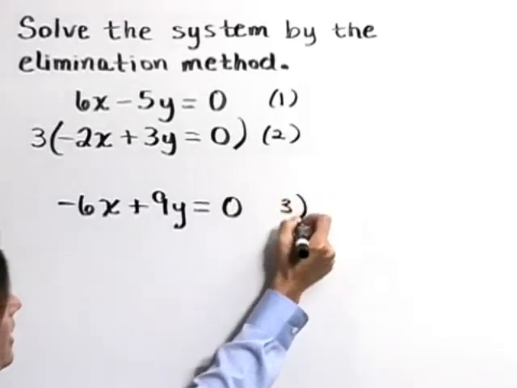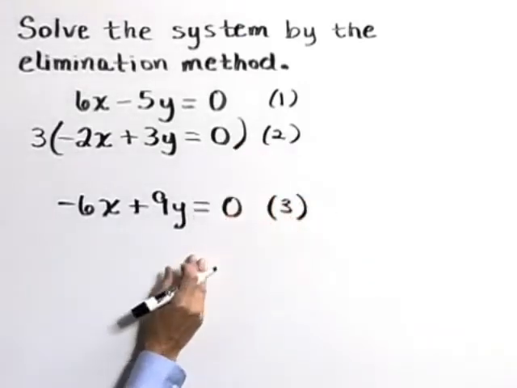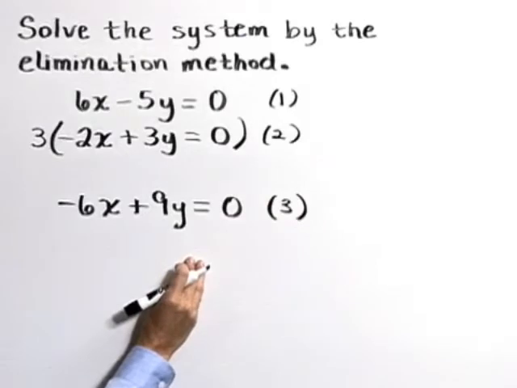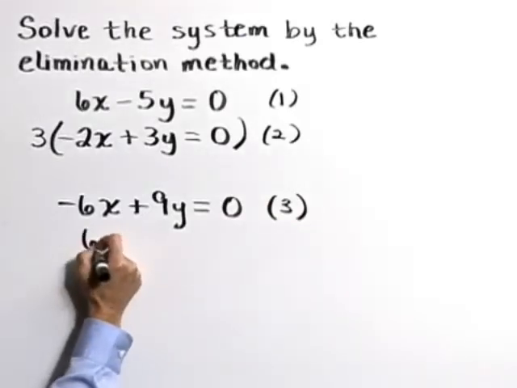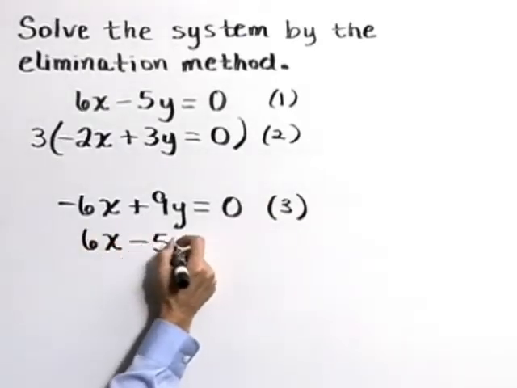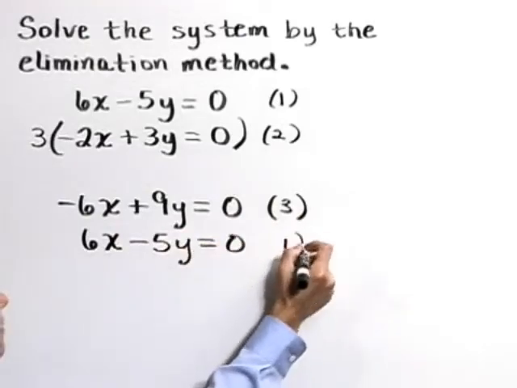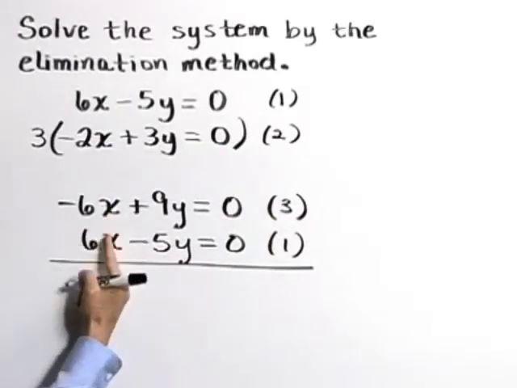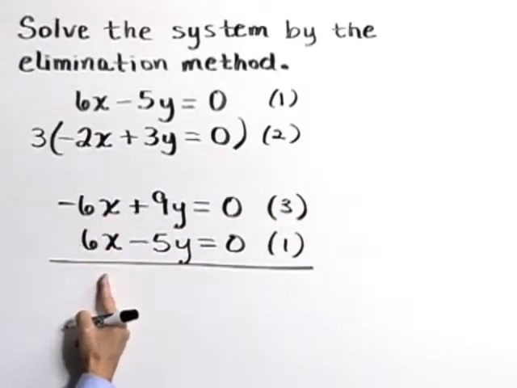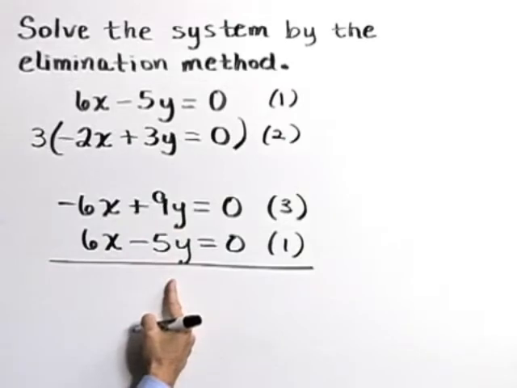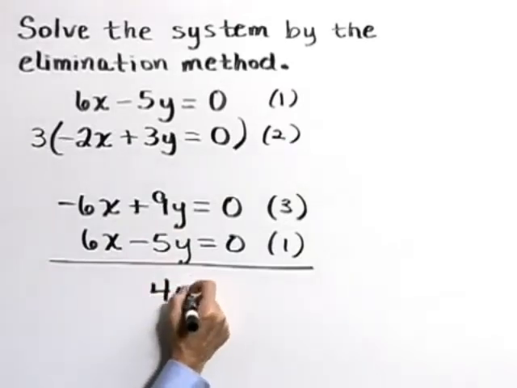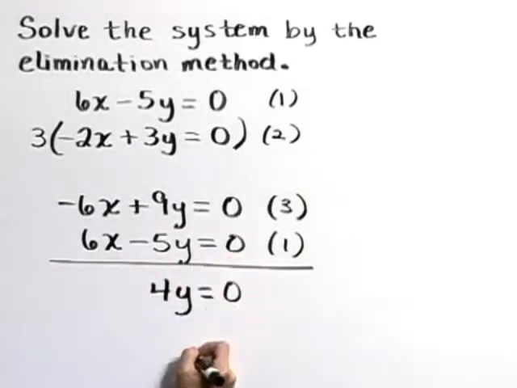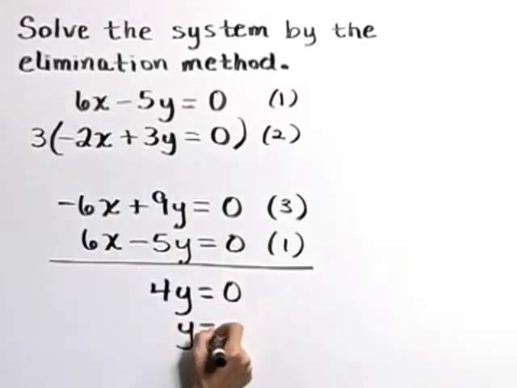I'm going to go ahead and label that as equation number 3 since we've changed number 2 up a little bit. Let's just rewrite equation 1 now, which is 6x minus 5y is equal to 0. And now let's add the two equations. Our x variable is indeed eliminated. Adding the y coefficients, we get the number 4 times y, and that's equal to 0. Dividing both sides by 4, we get y is equal to 0. So we've solved for the y variable.